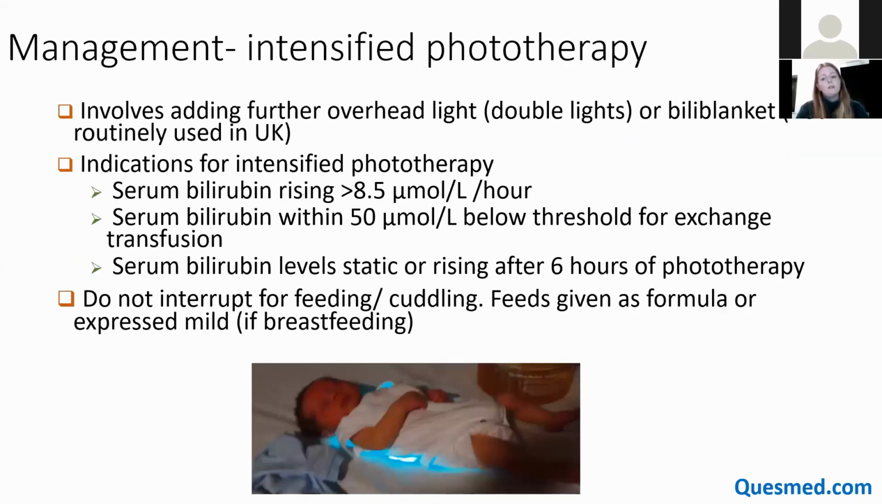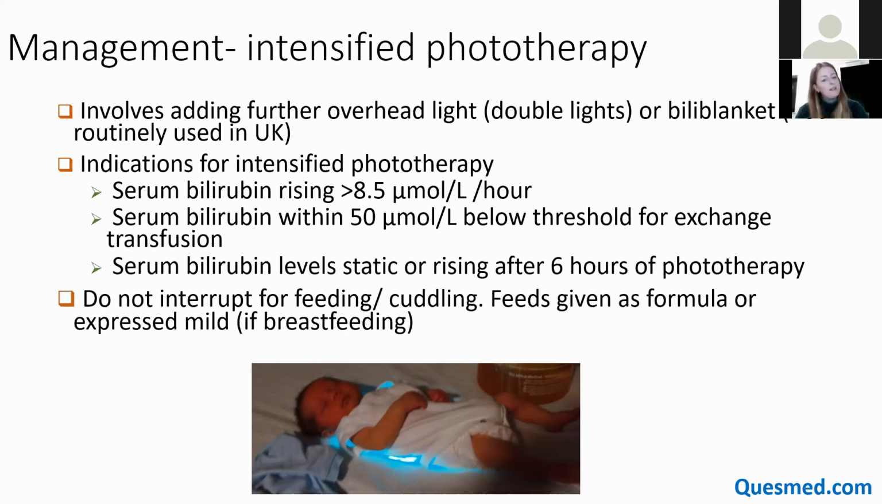Okay, and then going on to talk about intensified phototherapy. So this is essentially, you might hear it termed as double light. So it's when you go from just using 1 light to using 2 lights, and it just increases the intensity of the light on the baby.